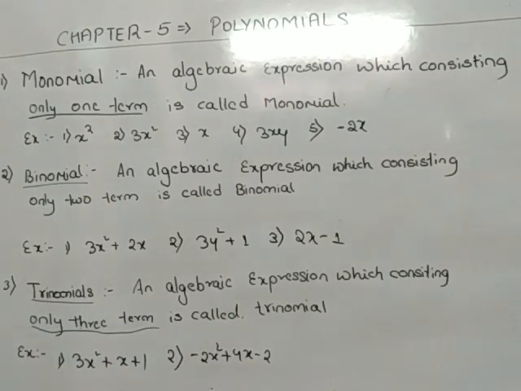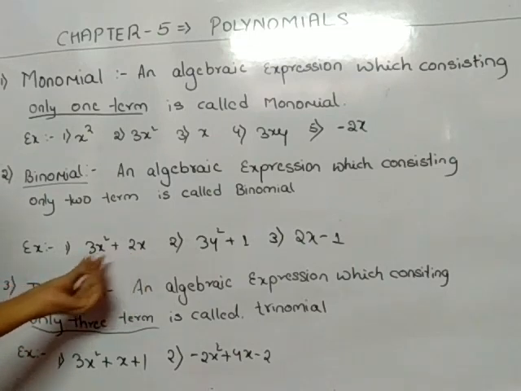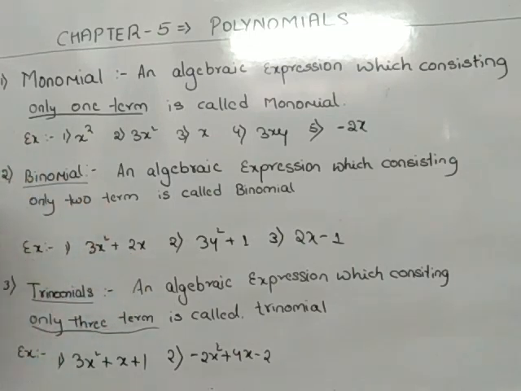These are the classification of the polynomials on the basis of terms. On the basis of terms, we have classified them into expressions with 1 term, 2 terms and 3 terms. Those polynomials are monomial, binomial and trinomial. Okay, next we will study some more classification, that is linear, quadratic and cubic polynomial. Before going to study these 3 types, next we will learn the definition of the polynomial here.